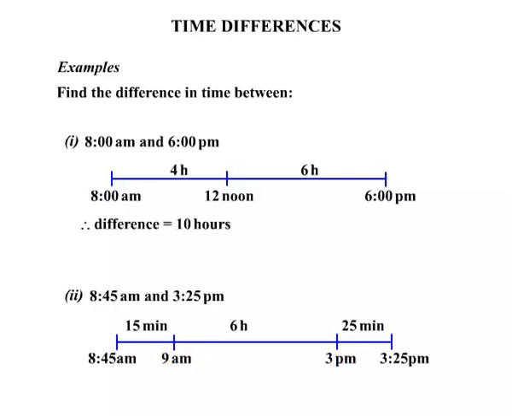Right, we've filled in now our timeline, so it's a matter of adding up the individual times. Therefore, the difference equals 6 hours there, and then in terms of minutes, 15 minutes and another 25 minutes is 40 minutes. So our answer there is 6 hours and 40 minutes. Excellent.